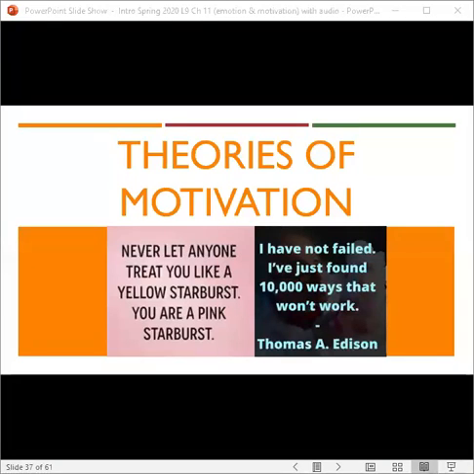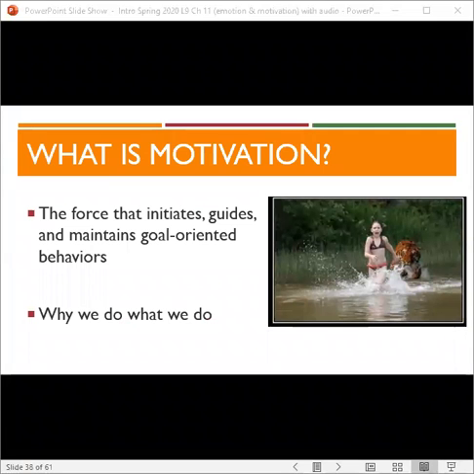So now we're switching gears from emotion to think about motivation. And I want to start off by talking about some of the predominant theories behind motivation. So, first off, what is motivation? Well, it's the force that initiates, guides, and maintains our goal oriented behaviors. It's what causes us to take action, whether to grab a snack to reduce hunger or to enroll in college to earn a degree. Motivation involves the biological, emotional, social, and cognitive forces that activate our behavior.